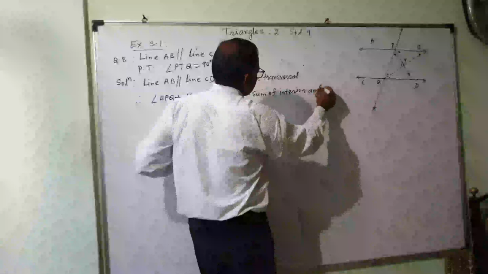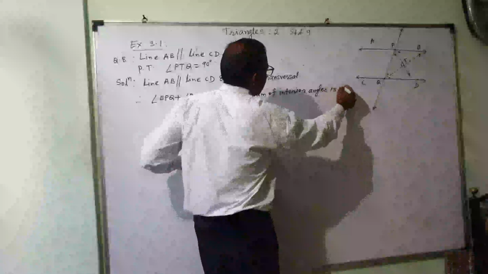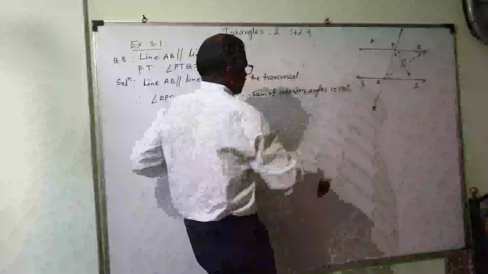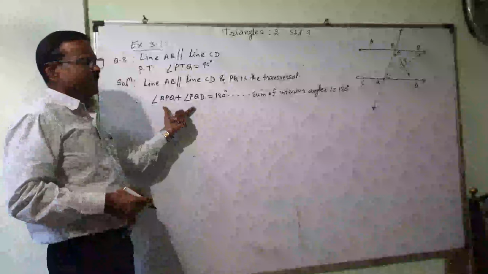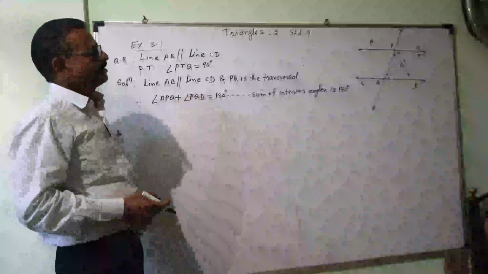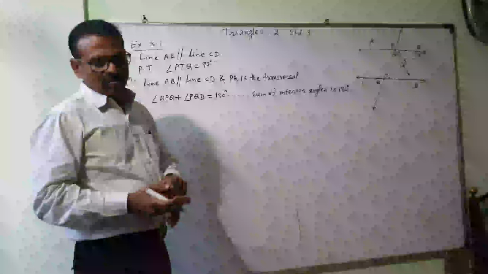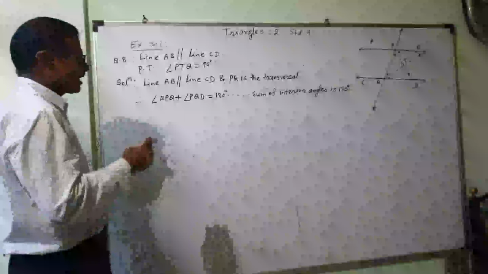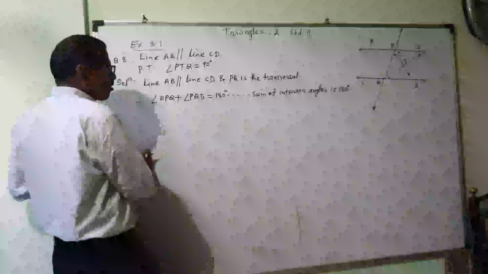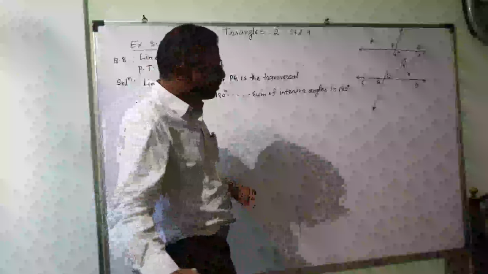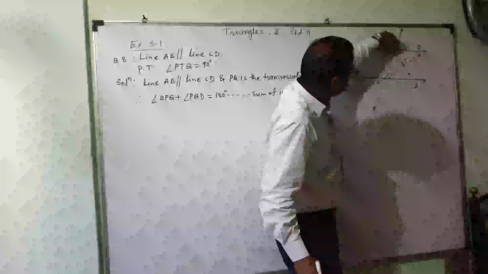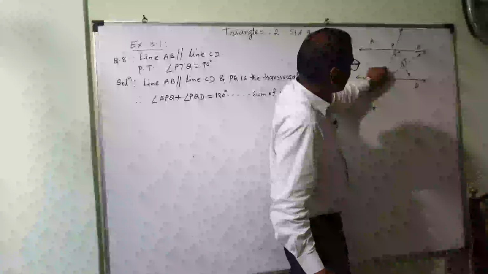Sum of interior angles is 180 degree. This is the reason. Always remember this. Sum of interior angles is 180 degree. Alternate angles are congruent. Corresponding angles are congruent. Congruent you can write or equal you can write. Okay. Now I know sum of this plus this is 180 degree.